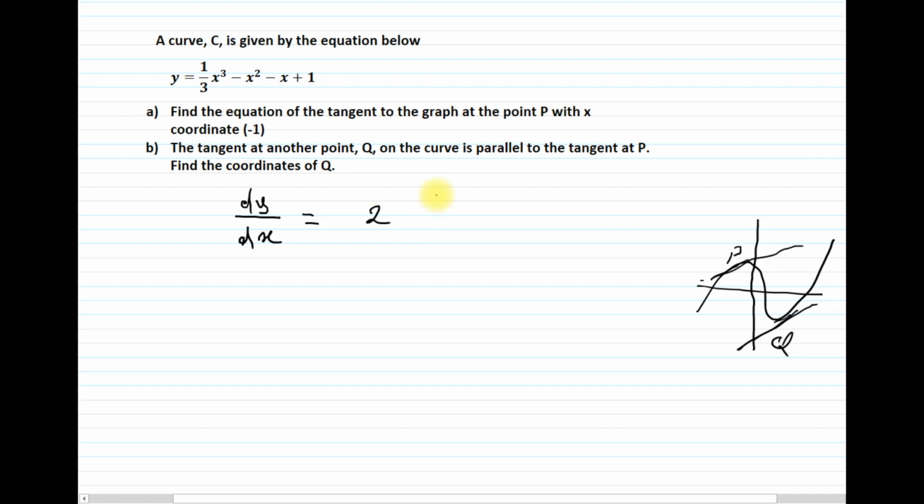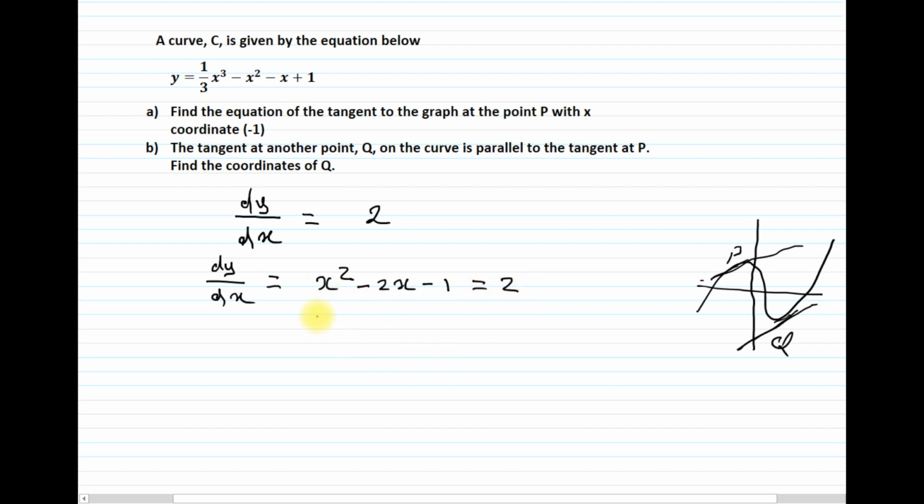One of them is obviously the point P, because we have just been told that, and then the second part will give us Q. So what I'll need to do is to differentiate this again. So I have dy/dx is equal to x squared, then I have minus 2x, and I have minus 1. And I will set this equal to 2.